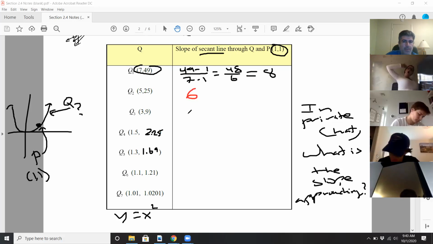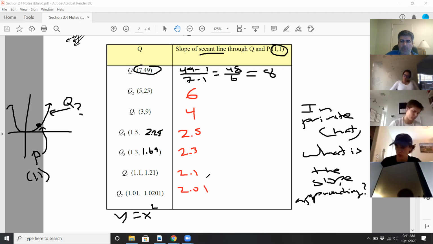6, 4, 2.5, 2.3, 2.1, 2.01. So we notice that as Q gets closer and closer to P, the slope gets closer and closer to 2. This can lead to a big idea in just a second. So those are the slopes you should be getting: 8, 6, 4, 2.5, 2.3, 2.1, 2.01.